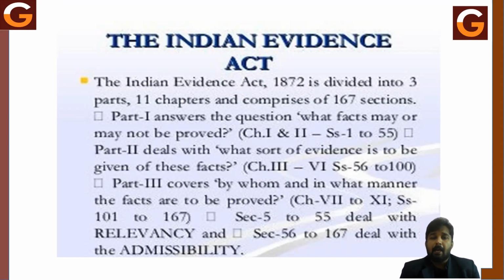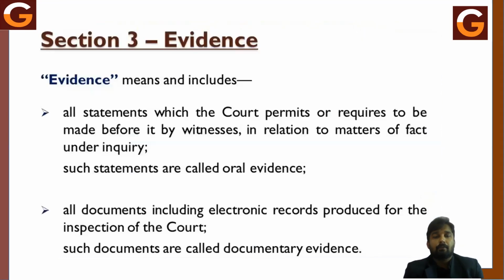Then the final part 3 of the Indian Evidence Act deals with by whom and in what manner the facts are to be proved. Like who can be an expert witness, and by whom and in what way he can actually prove the facts related to a crime. And for this, section 5 to section 55 and then section 56 to section 167, both part 1 and part 2, can be kept as relevance for the admissibility of evidence. So these are the basic aspects of how the sections are divided accordingly.